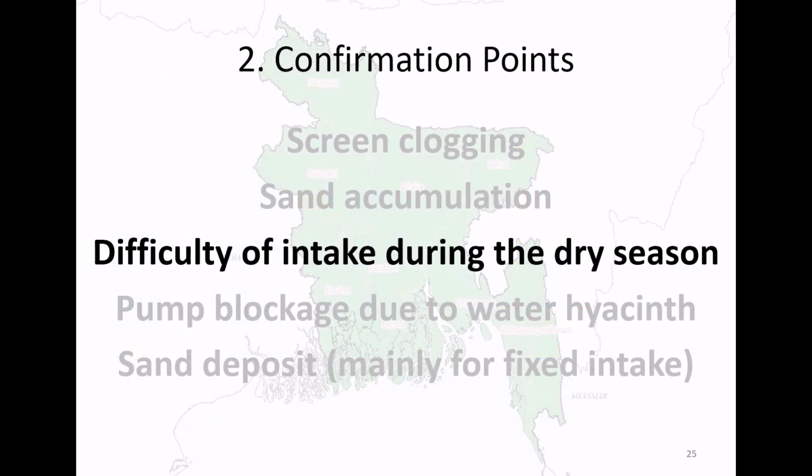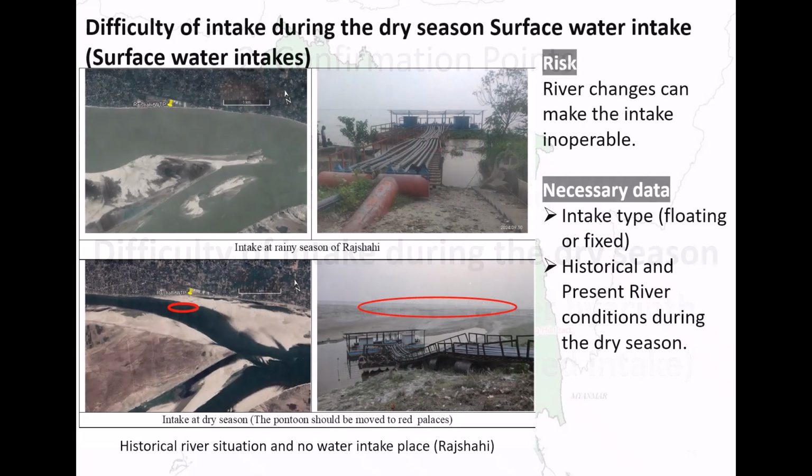The next confirmation point is difficulty of intake during the dry season. River width can vary significantly between the rainy and dry seasons. In addition, regardless of season, river morphology may change dramatically from the time of construction due to the impacts of climate change. If the river course shifts significantly over time after construction, sufficient water depth and flow may no longer be secured at the original intake point, making continued operation difficult or impossible.